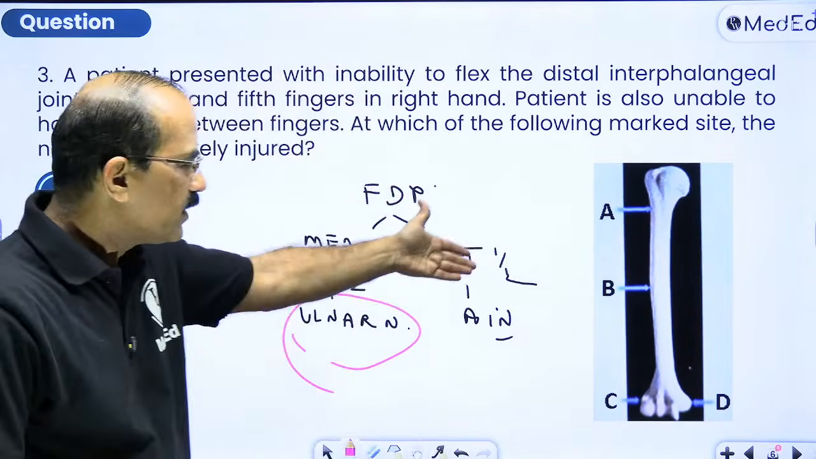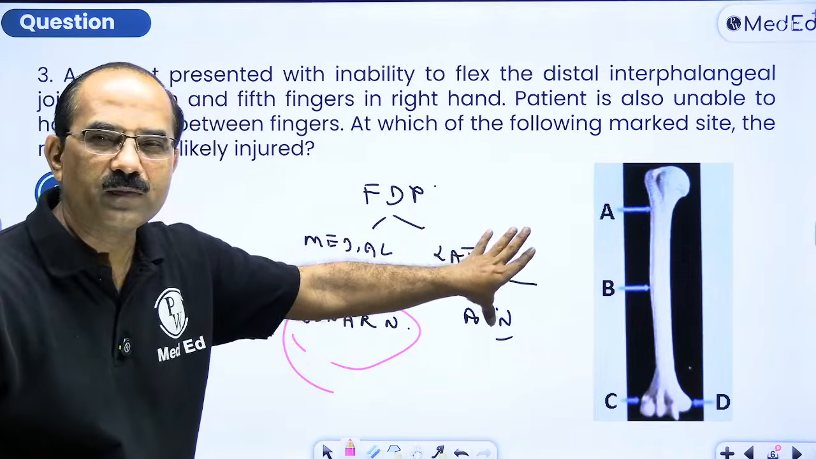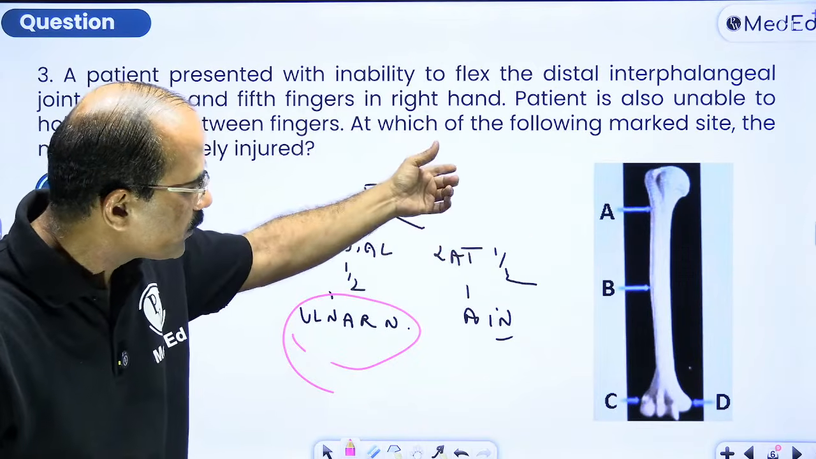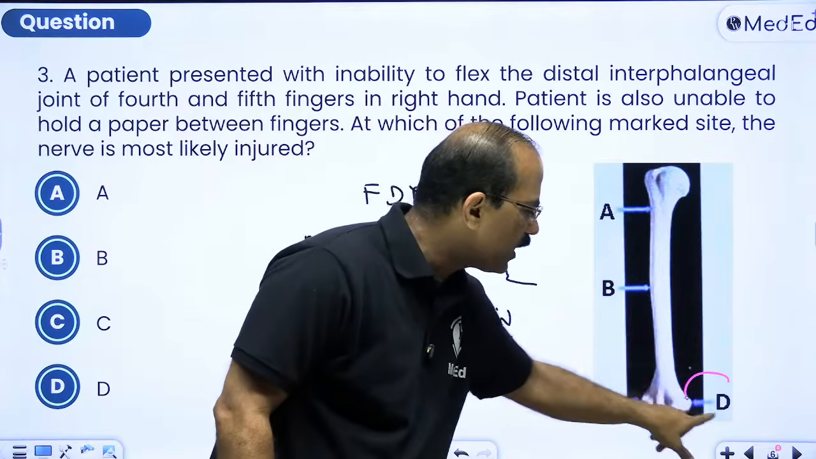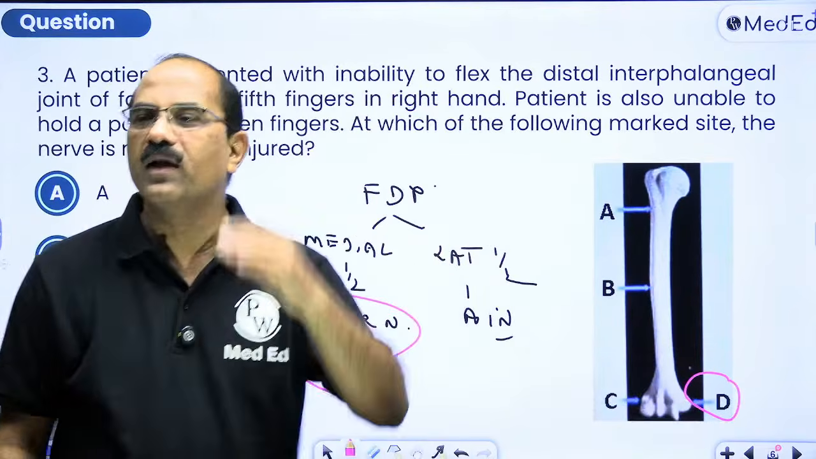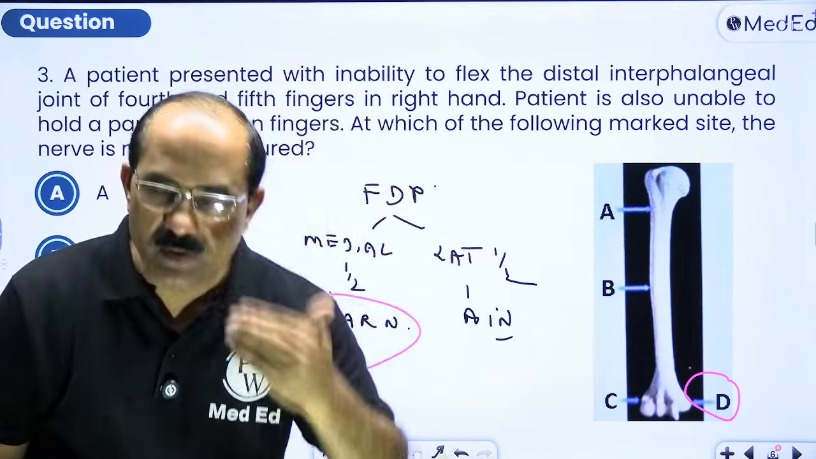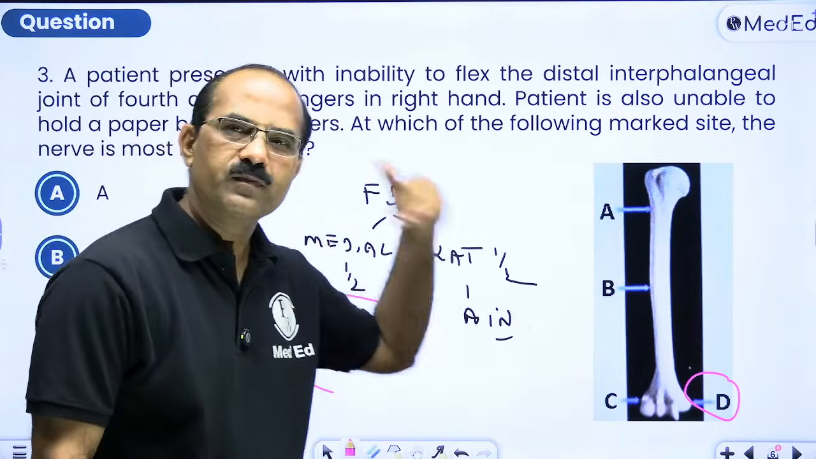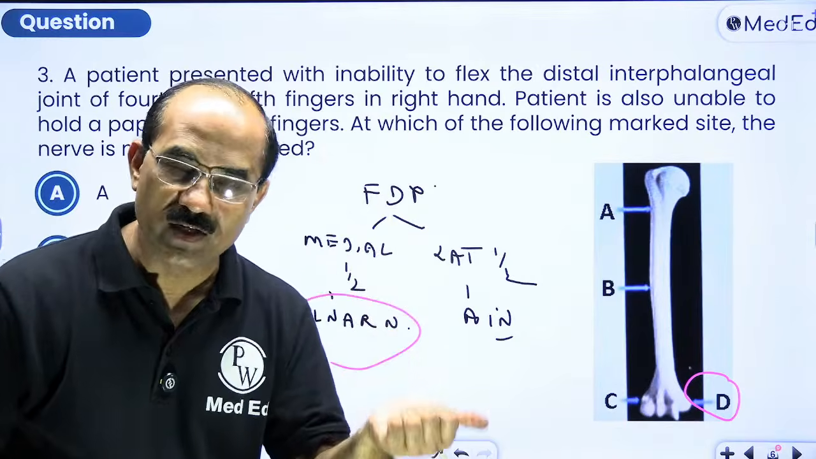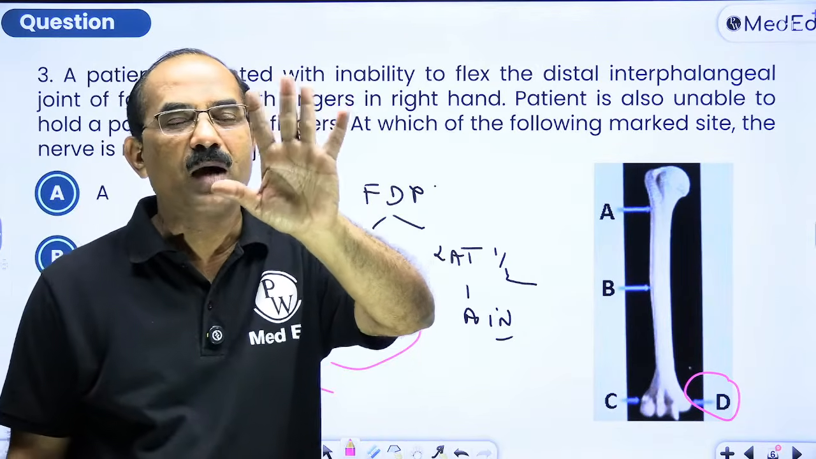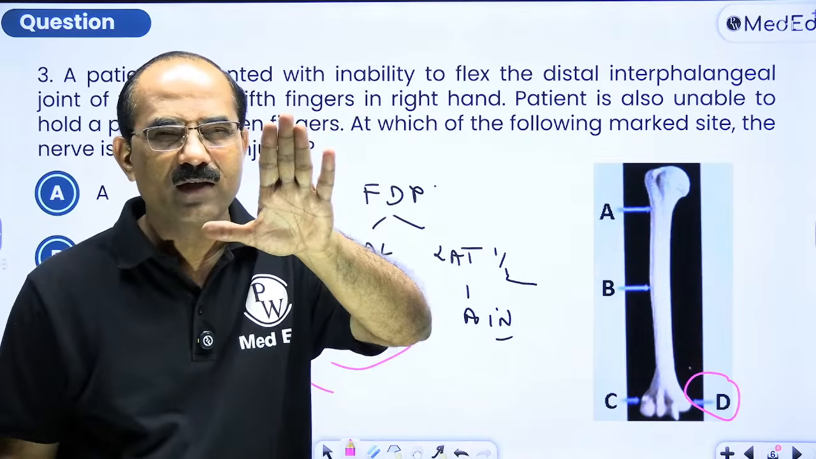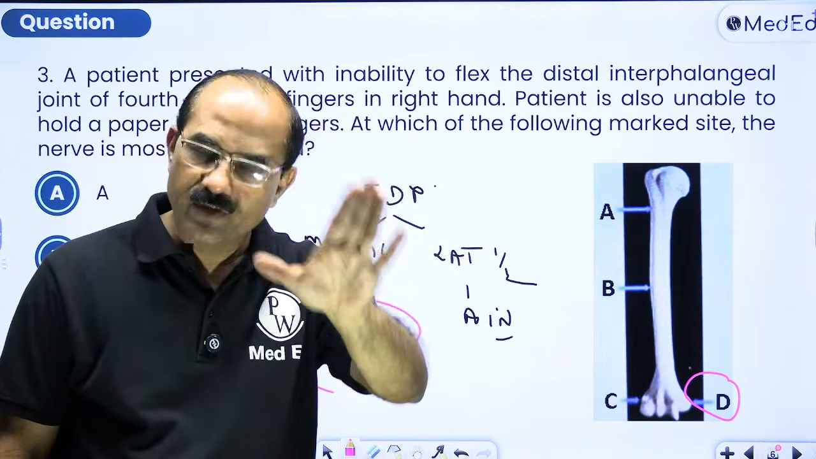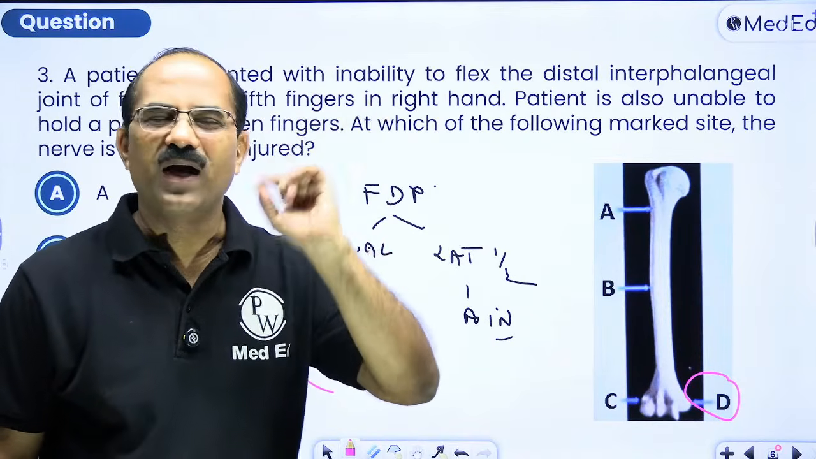So where is the ulnar nerve related to this bone? Behind the medial epicondyle. So ये है medial epicondyle. D is the medial epicondyle. Ulnar nerve medial epicondyle के पीछे जाती है. So injury to the ulnar nerve leads to paralysis of flexor digitorum profundus, paralysis of the palmar interossei. Adduction of fingers कौन करता है? Palmar interossei. Right. So answer is ulnar nerve.